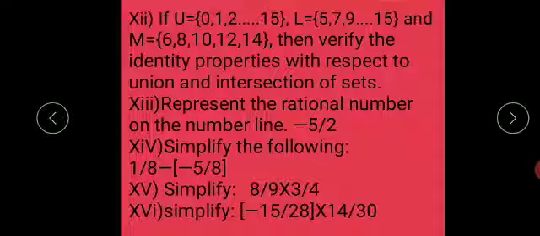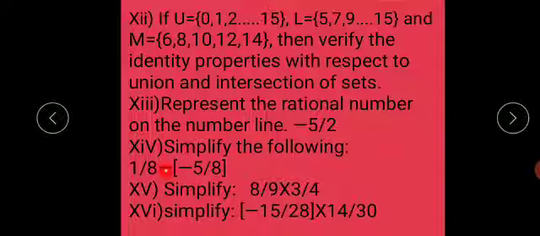12th part is if U is equal to 0, 1, 2 up to 15, L is equal to 5, 7, 9 up to 15 and M is equal to 6, 8, 10, 12, 14, then verify the identity properties with respect to union and intersection of sets. 13th part is represent the rational number on the number line, and you have to represent minus 5 over 2 on the number line. 14th part is simplify the following.